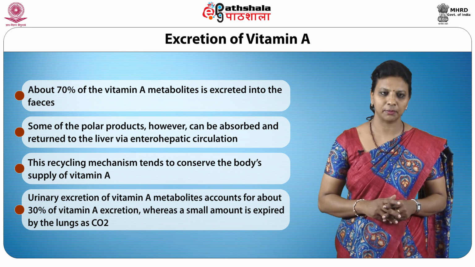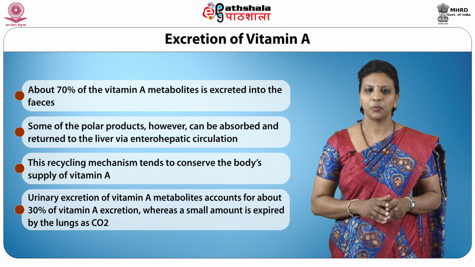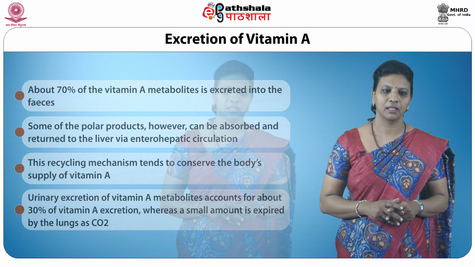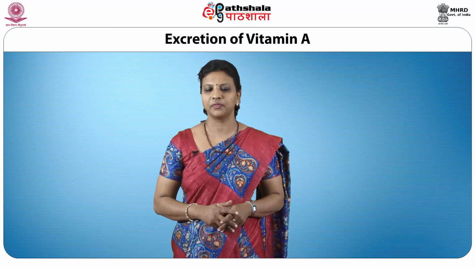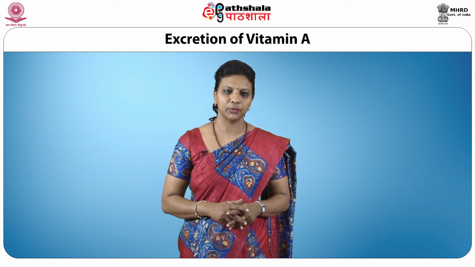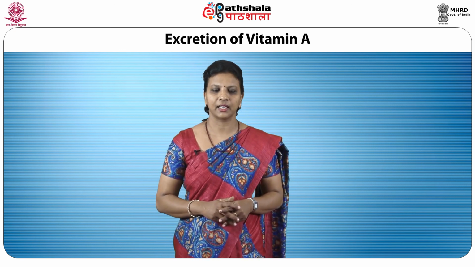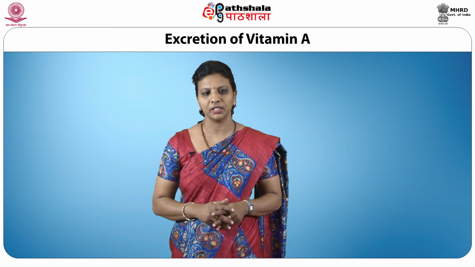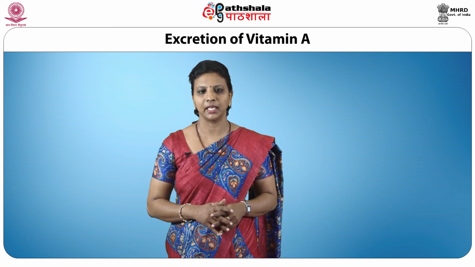Urinary excretion of vitamin A metabolites accounts for about 30% of vitamin A excretion, whereas a small amount is expired by the lungs as carbon dioxide. Carotenoids, newly absorbed and not stored or converted to retinol, may be metabolized into a variety of compounds depending on the individual carotenoid. Carotenoid metabolites are excreted into the bile. Hence, we have seen the utilization, transport, metabolic pathway and excretion of vitamin A in this module.